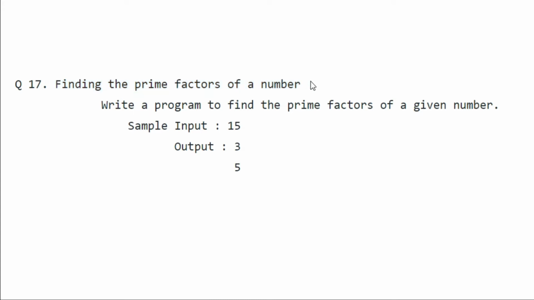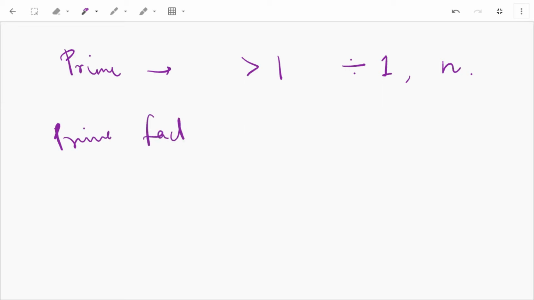Prime factors are the numbers which are factors of the given number and are prime, meaning they are greater than 1 and divide only by 1 and themselves. The prime factors of a number are all the prime numbers that will exactly divide the given number. For example, the prime factors of 15 are 3 and 5. The prime factors of 60 are 2, 2, 3 and 5.